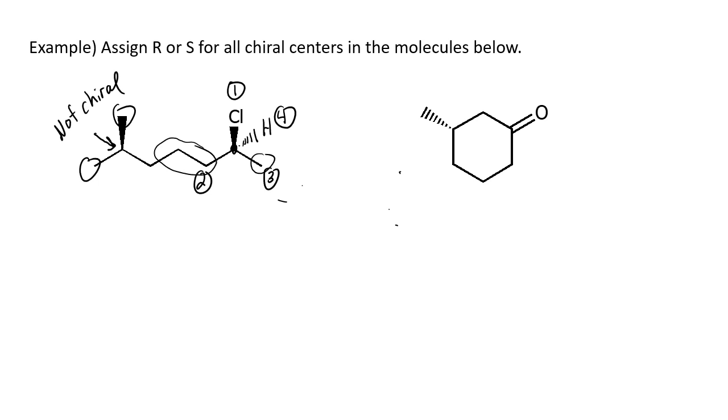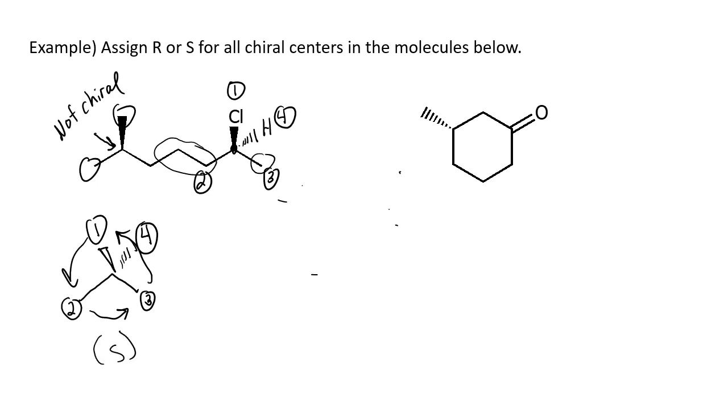So let's make our template. Now in this case, number 4 is already in the back, so I don't have to do a switch. No rotations, no switches. All we're going to do is count around. So this original, which already had 4 in the back, I'm counting around counterclockwise. That makes this an S configuration.